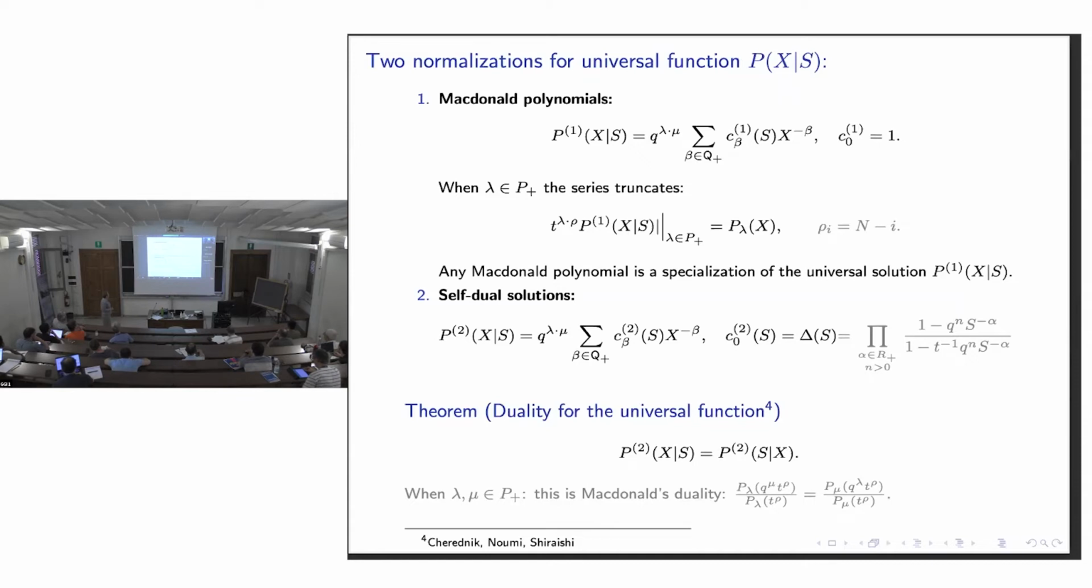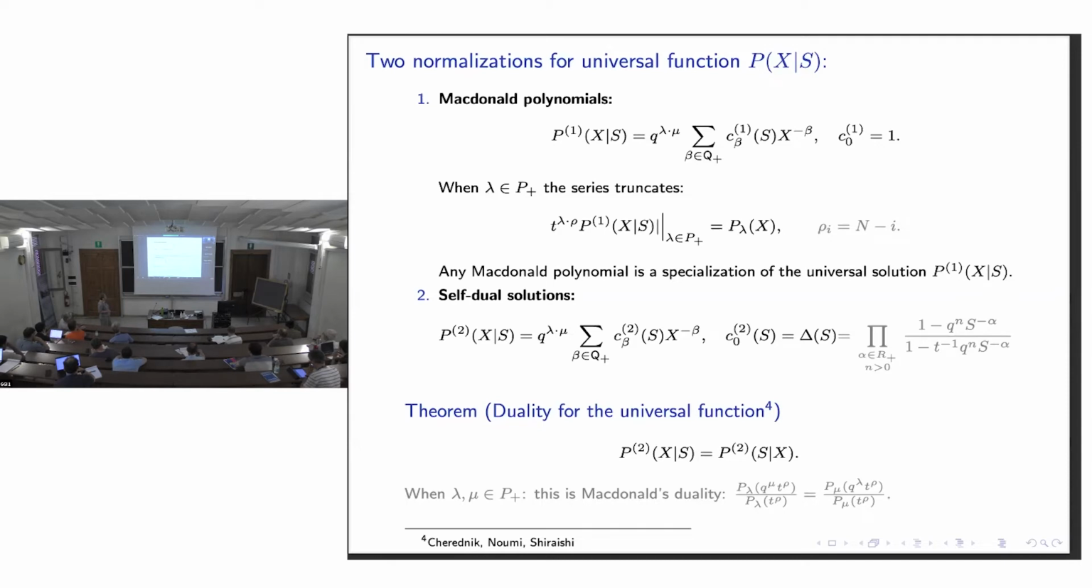On the other hand, there's a more natural normalization if you want to talk about duality, the self-dual solution. So it's another normalization. You pick C0 to be this function delta. Okay, what is this function delta? You take the root system of type A, you take all the roots of type A, so this is a finite product, and then an infinite product over n of this ratio. It's almost 1. When t goes to 1, it's 1. This is called delta of S.